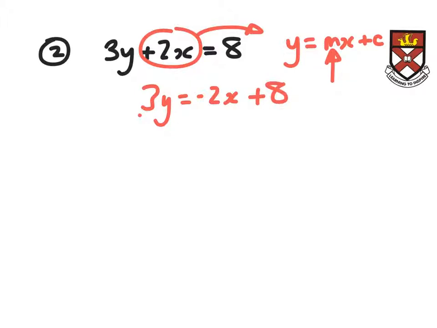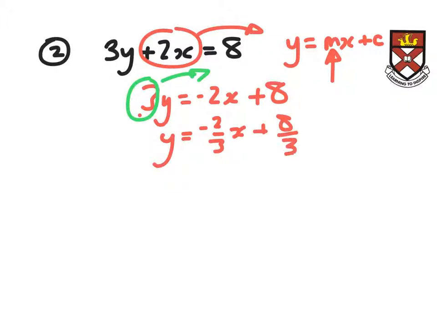Then take the 3 over, and because it's multiplying, that means it's going to become a divide. So you get negative 2 over 3x, add 8 over 3. Now, the only bit that we are interested in here is the number before the x, the gradient, because that's your m. The question gives you the point the line goes through, which is negative 4, 2.